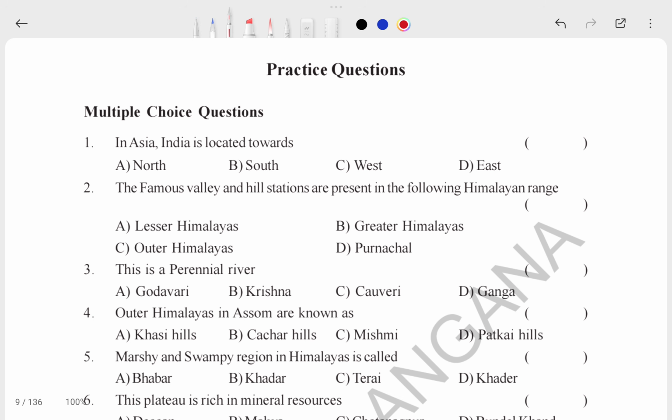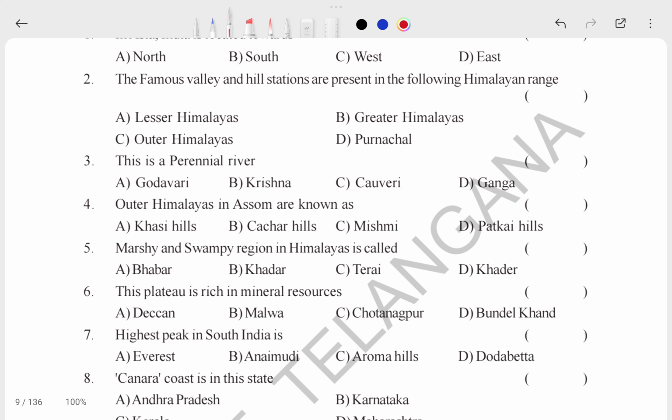You already know our paper is an 80 marks paper. In 80 marks, 20 marks are for the MCQs, that means multiple choice questions. Here some multiple choice questions are given which have been repeating from 2014 to 2025, and they have already come in your examination. Like, in Asia, where is India located? North, south, west or east. There are a lot of questions given.